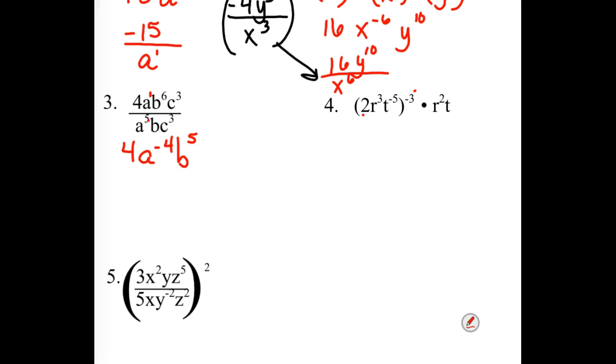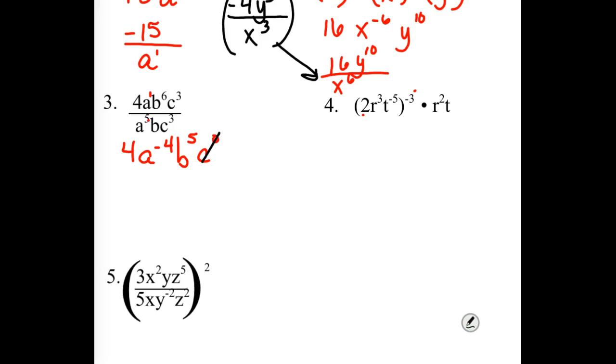And if we look at the C's, we have 3 in the numerator and 3 in the denominator. What's going to happen? They cancel out. If we were following that rule of subtracting, we'd say it's C to the 0, right? But what is anything to the 0 power? 1. Does multiplying by 1 do anything? No. So this really has no effect on my final answer.